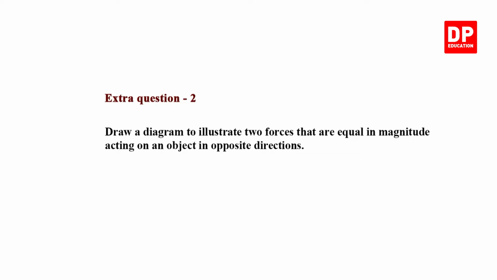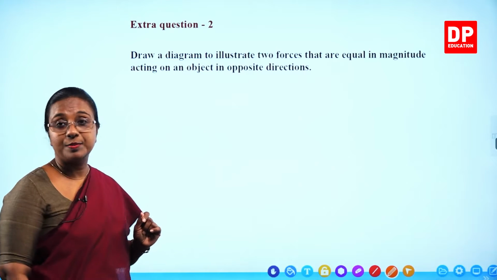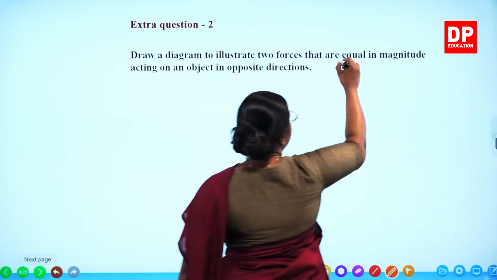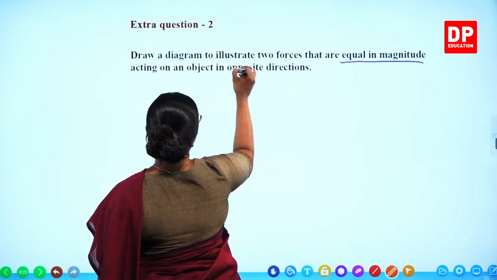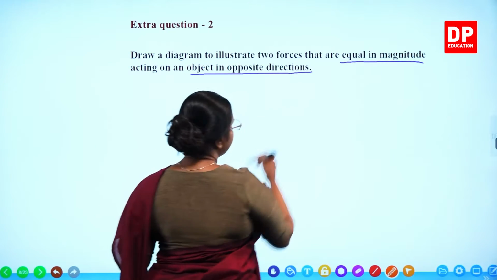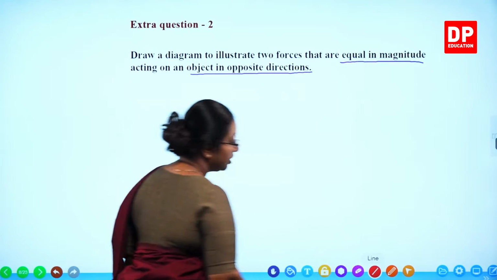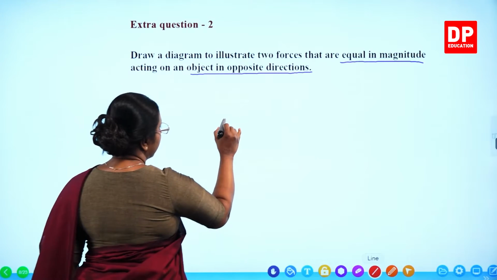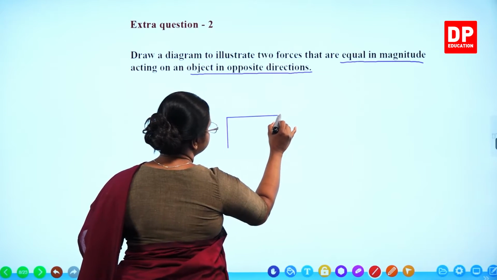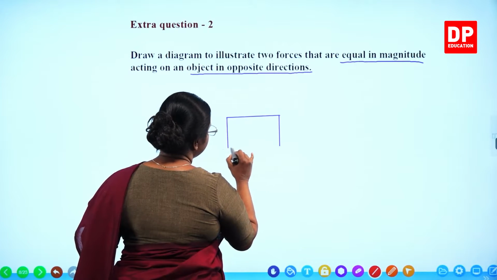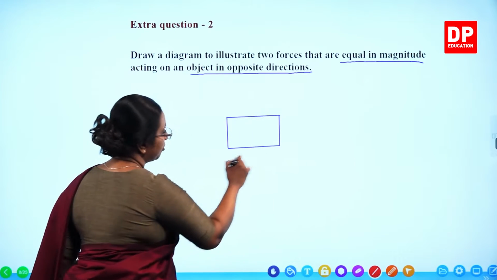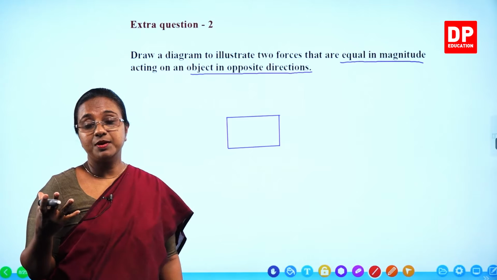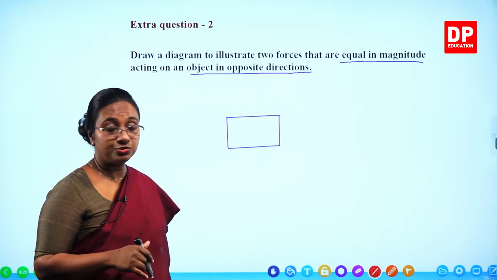Extra question 2. Draw a diagram to illustrate two forces that are equal in magnitude acting on an object in opposite directions. That is what you need to show. So there is the object. You all can use any type of object. It's easier to draw a cube-like shape, a block that is easy to draw.